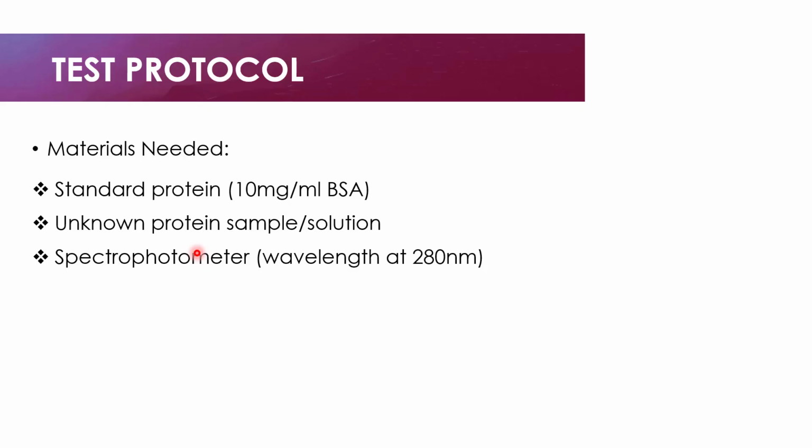So now let us begin to look at our test protocols, and we will start by looking at the materials needed for this experiment. The first has to do with our standard protein, which is 10 milligrams per ml BSA, our unknown protein samples or protein solution, and a spectrophotometer with wavelength at 280 nanometers.